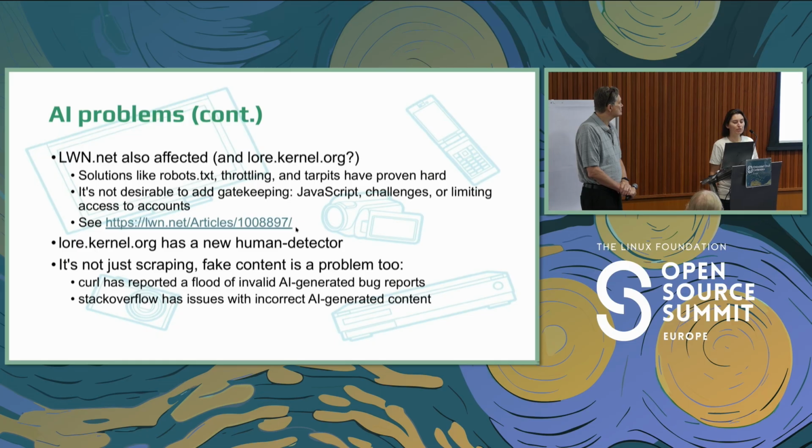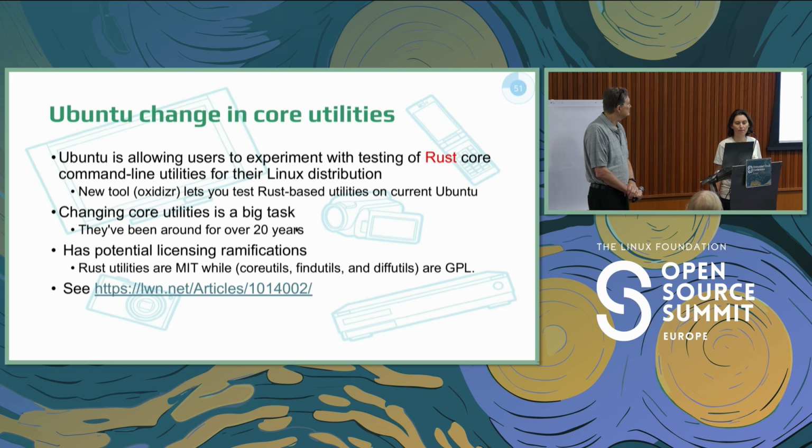And to add to that, there is fake content showing up, like bug reports and security vulnerability reports generated by AI that are hallucinating things like function names. And the same thing on Stack Overflow, which has issues with fake content with incorrect data in it. So we are facing it.